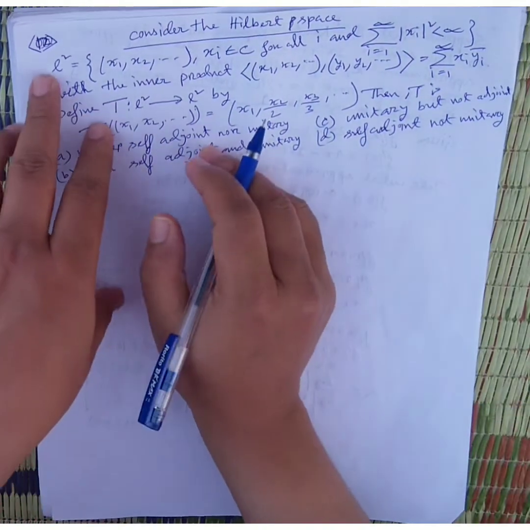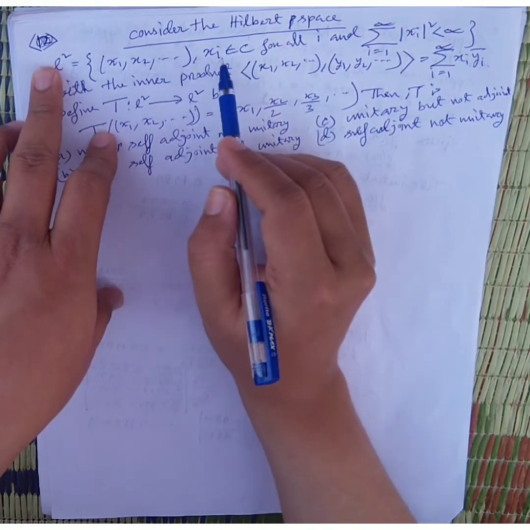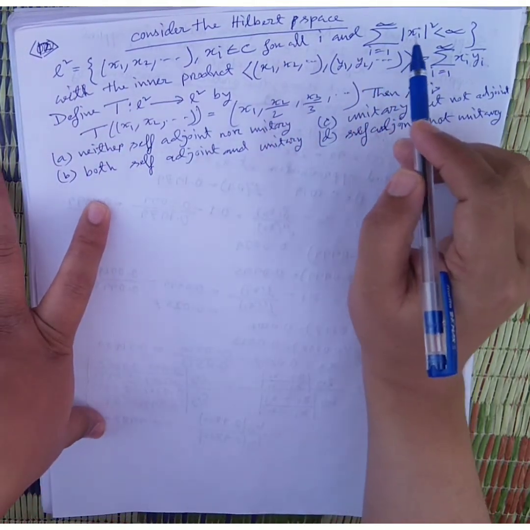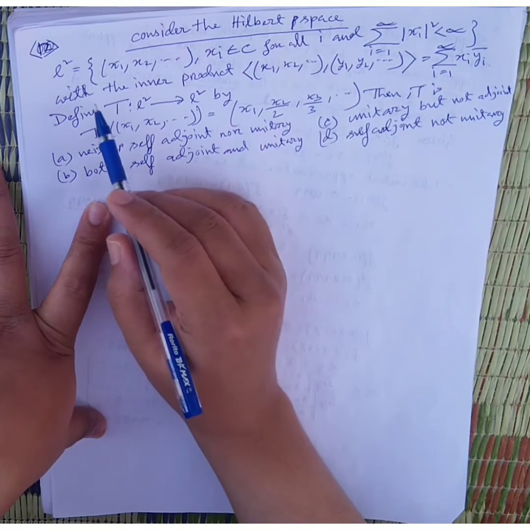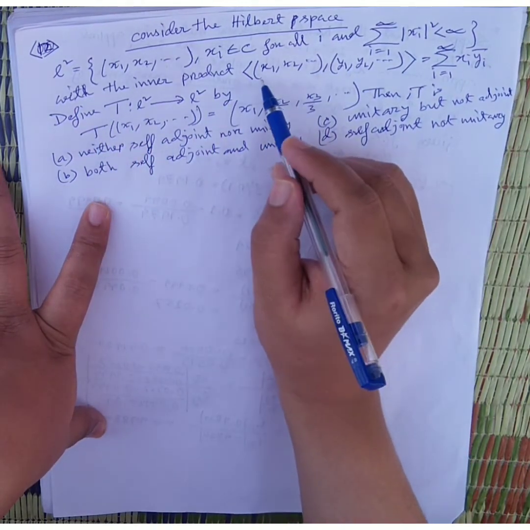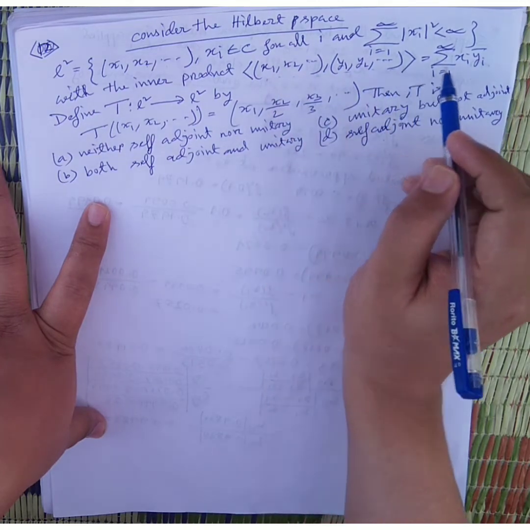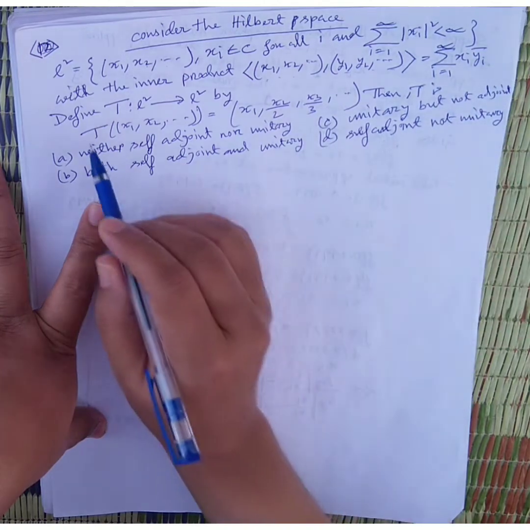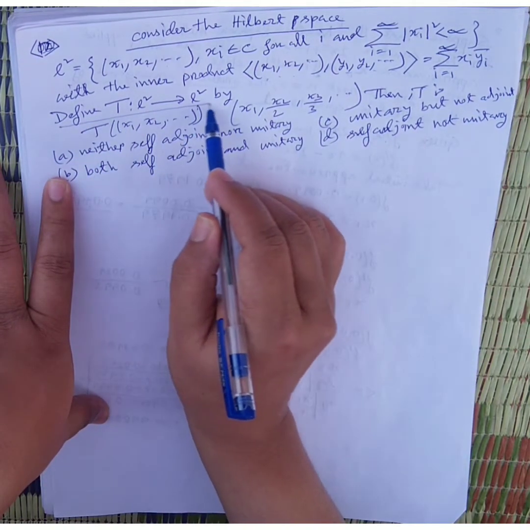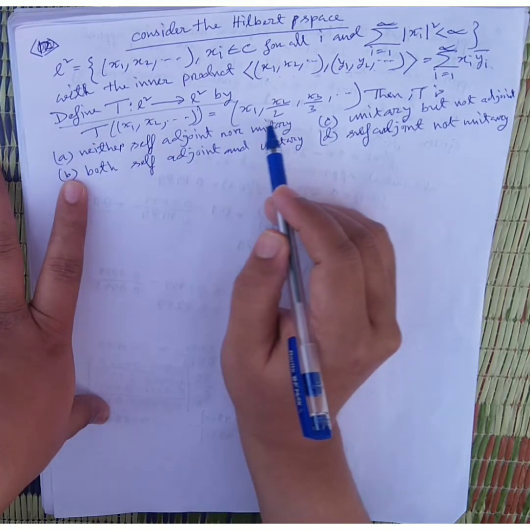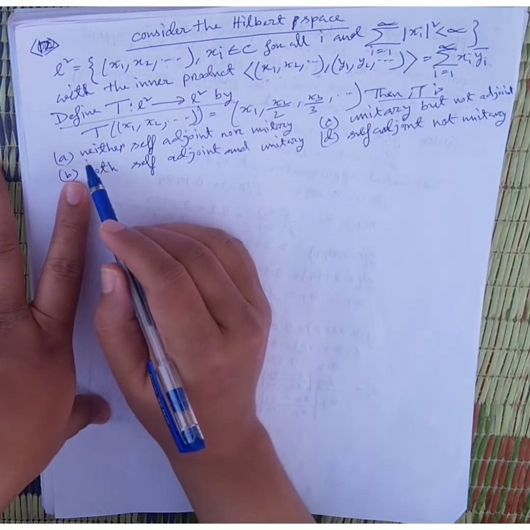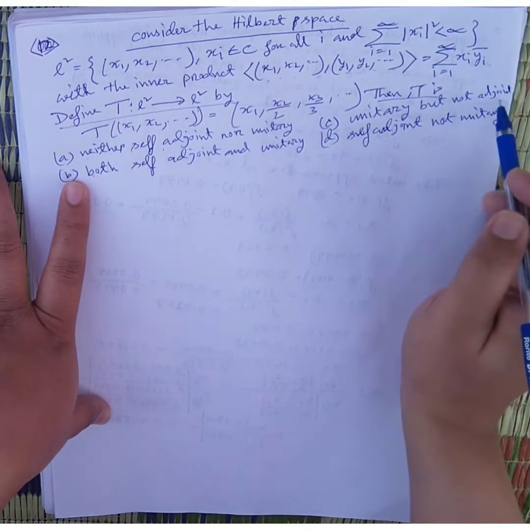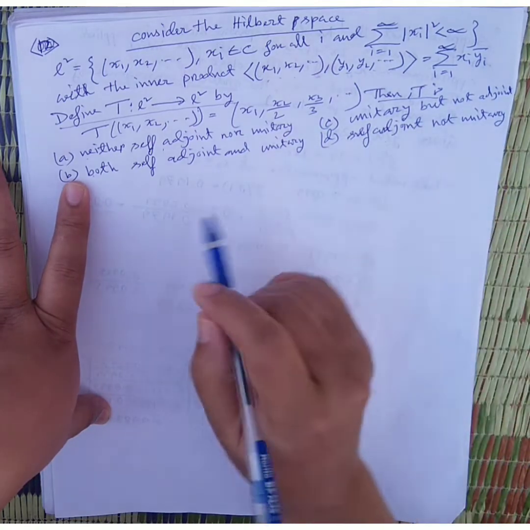Consider the Hilbert space L square, equal to the set of sequences (x1, x2, ...) with xi belonging to C for all i, and the sum over i equals 1 to infinity of mod xi whole square less than infinity, with the inner product of (x1, x2, ...) and (y1, y2, ...) equal to the sum over i equals 1 to infinity of xi yi bar. Define T from L square to L square by T(x1, x2, ...) equal to this. Then T is: neither self-adjoint nor unitary; both self-adjoint and unitary; self-adjoint but not unitary.